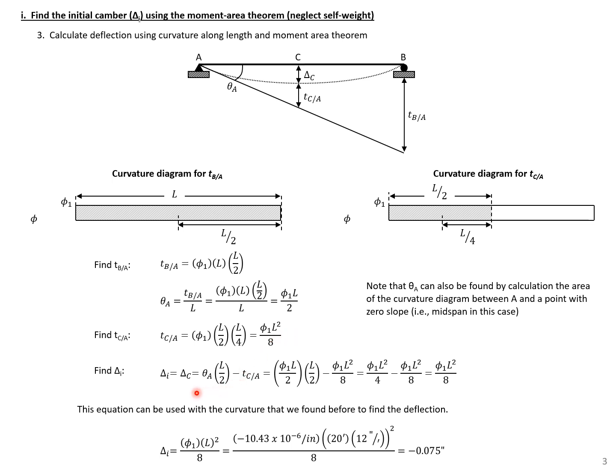We can then find our deflection by taking theta A times L over 2, which brings us to this point, minus t sub C over A, and that would give us our final deflection. So simplifying here, we can find that the deflection is going to be equal to our curvature times L squared over 8. And if we plug in our known curvature and our known beam length, then we find the deflection would be an upward deflection of 0.075 inches. And this is our initial camber caused by our pre-stressing, not including the self-weight of the beam.